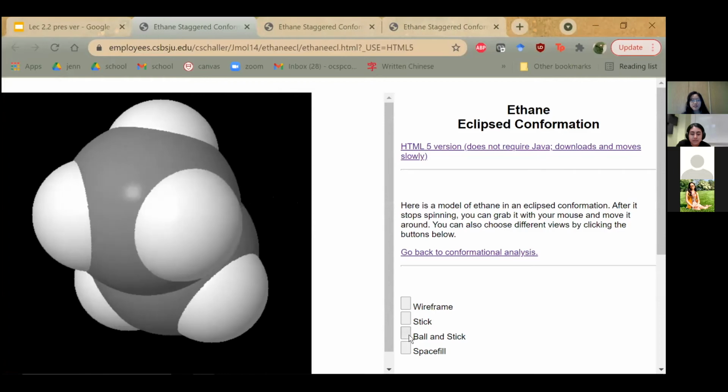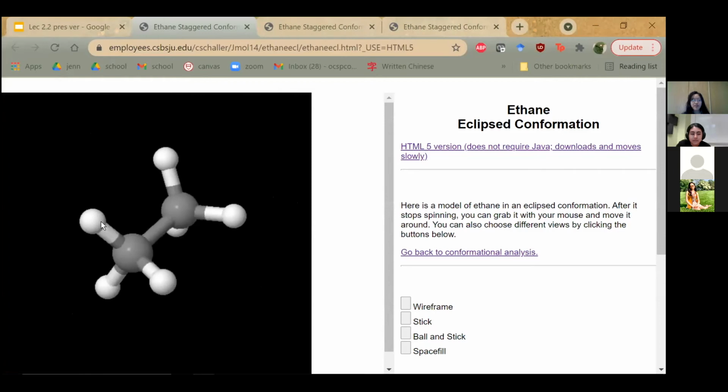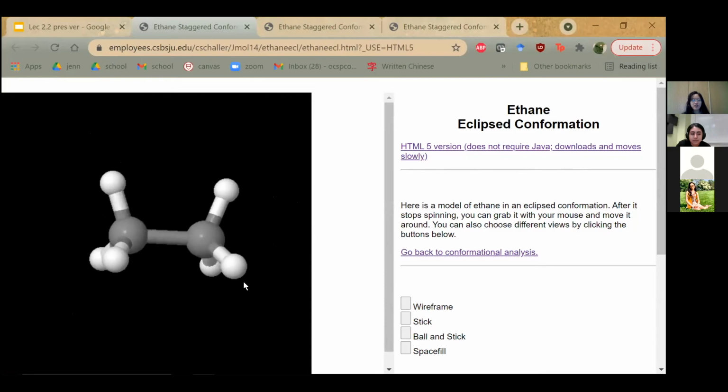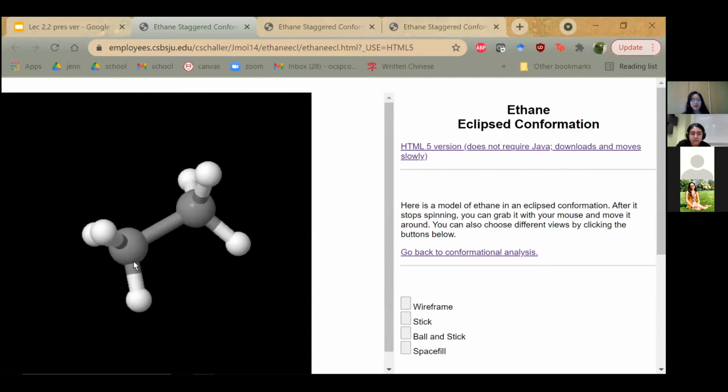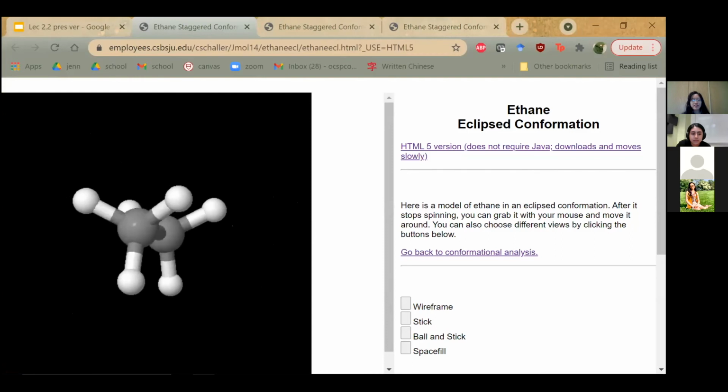This is the molecule that I've just drawn, this ethane. So these gray circles, these are the carbons. These white circles, those are the hydrogens. And as you can see, it's literally as I've drawn it.